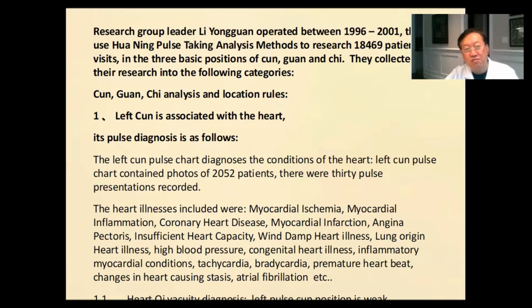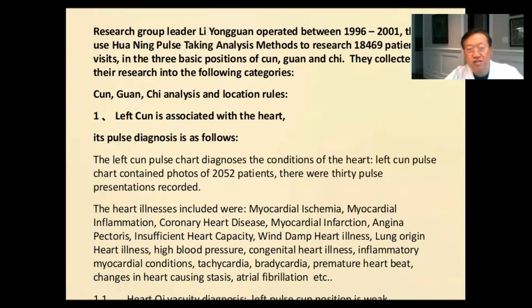The heart illnesses included were myocardial ischemia, myocardial inflammation, coronary heart disease, myocardial infarction, angina pectoris, insufficient heart capacity, wind-damp heart illness, lung origin heart illness, high blood pressure, congenital heart illness, inflammatory myocardial conditions, tachycardia, bradycardia, premature heartbeat, changes in heart causing stasis, atrial fibrillation, etc.